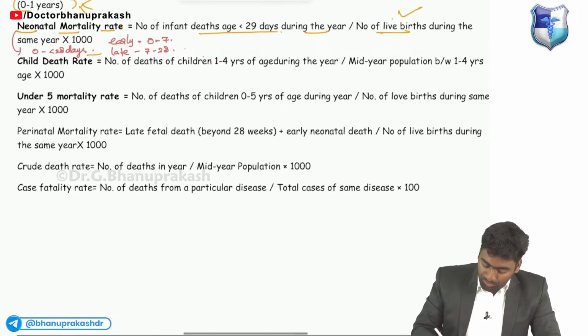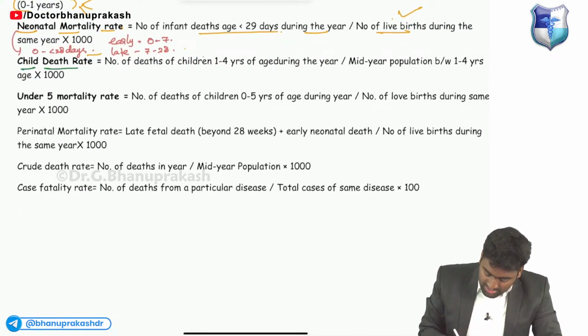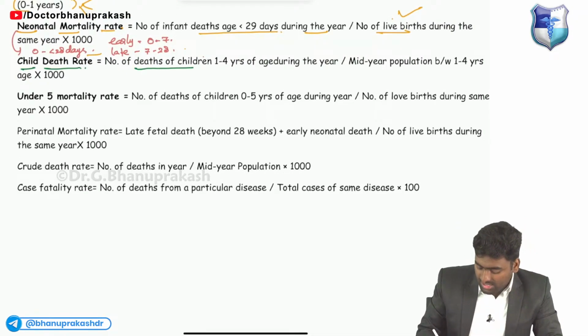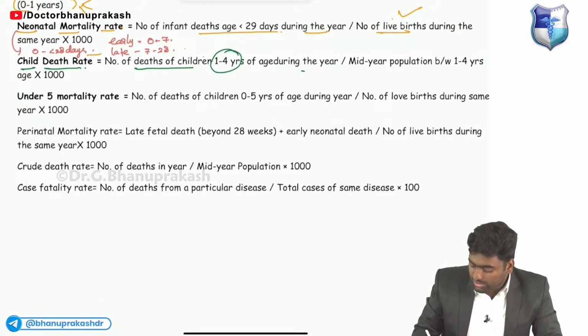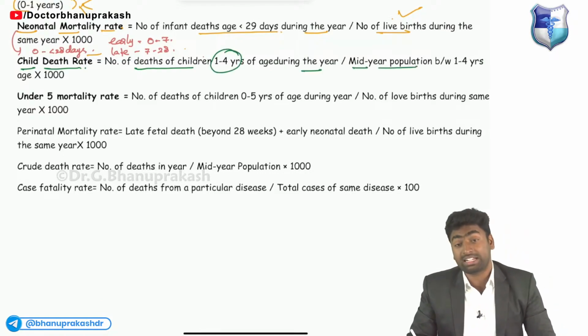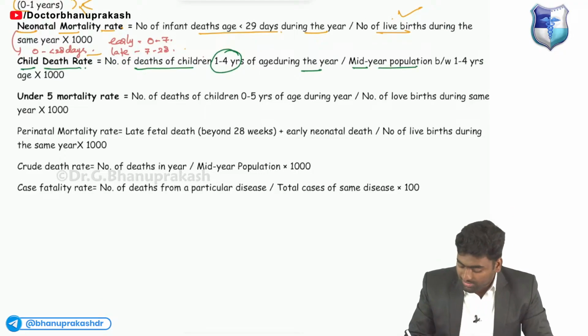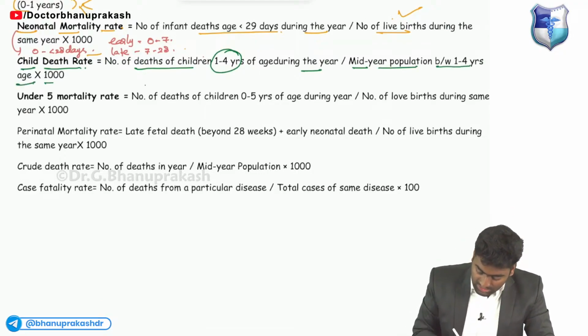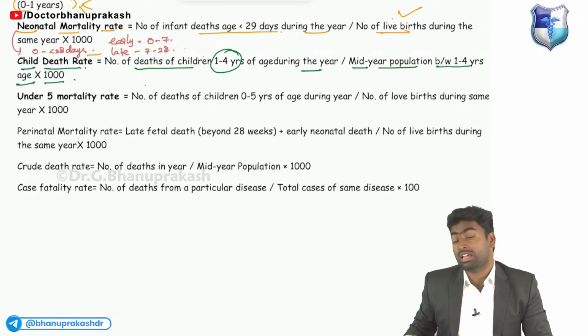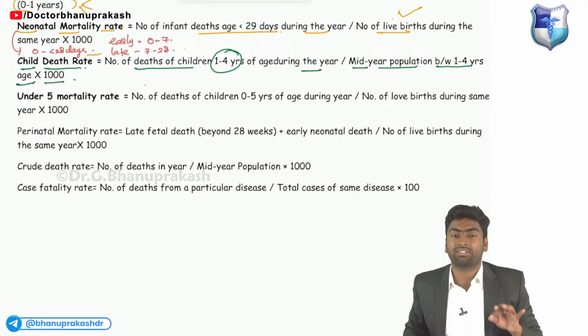Next one, the child death rate. Child death rate is the number of deaths of children aged 1 to 4 years during the year divided by the mid-year population between 1 to 4 years, into 1000. So all of these will mostly be per 1000, whereas maternal mortality ratio and rate use the 1 lakh formula.